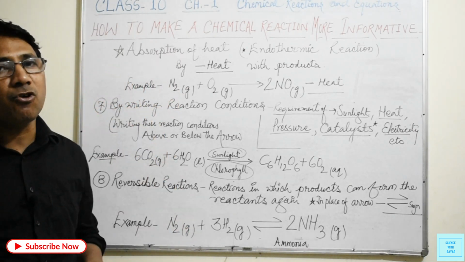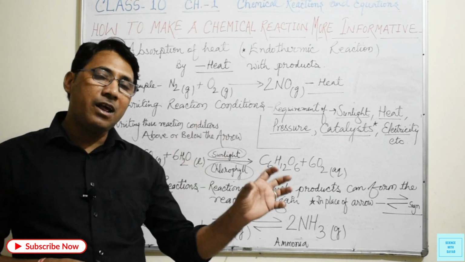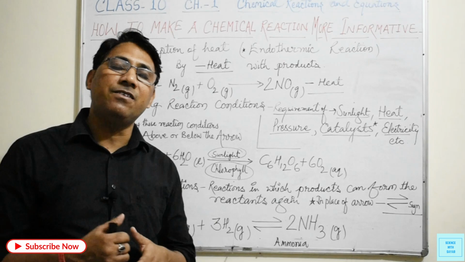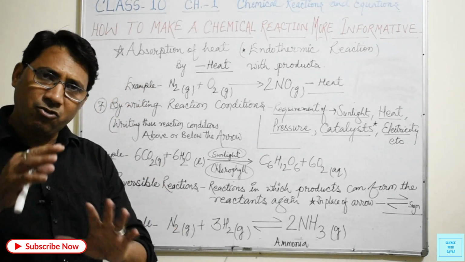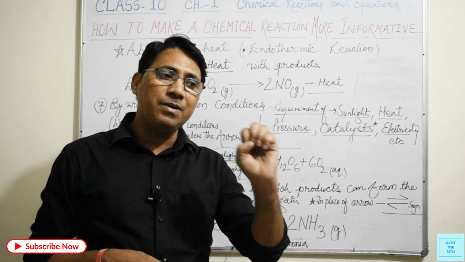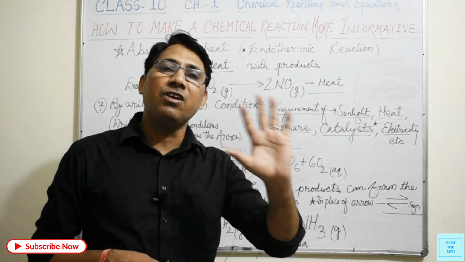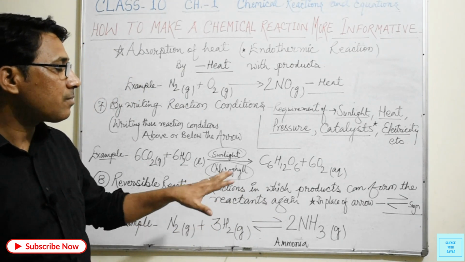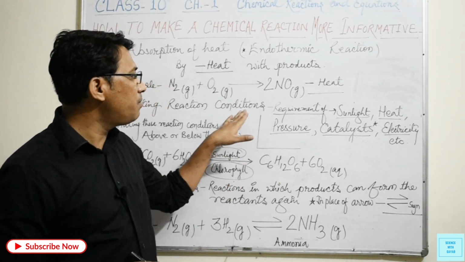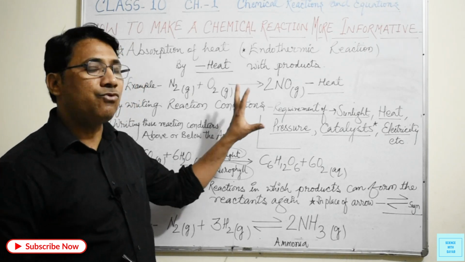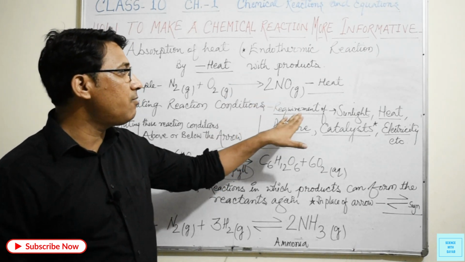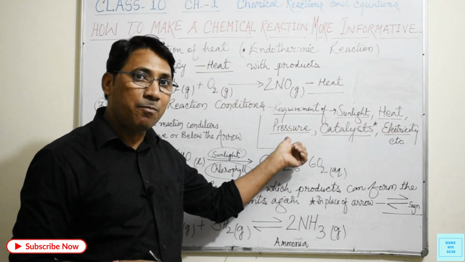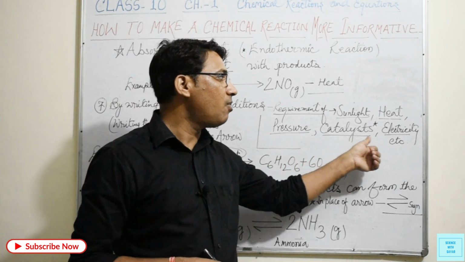And in photosynthesis we know that carbon dioxide and water react with each other and form glucose, a carbohydrate. So this formation of glucose can take place only with a specific condition, the need of sunlight. Without sunlight it cannot take place. So like this, there are some specific conditions which are required to complete a chemical reaction. These requirements may be sunlight, heat, specific pressure, catalysts, or electricity.